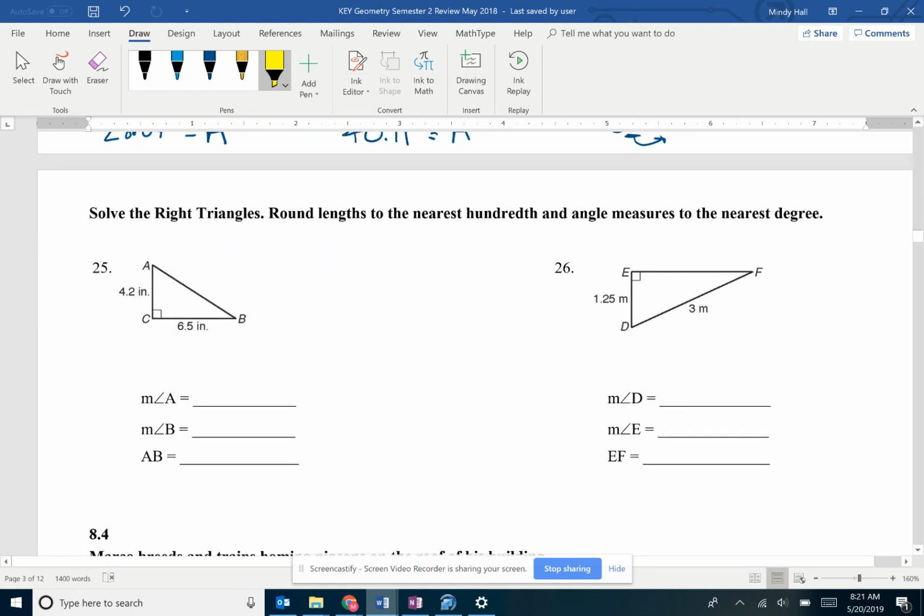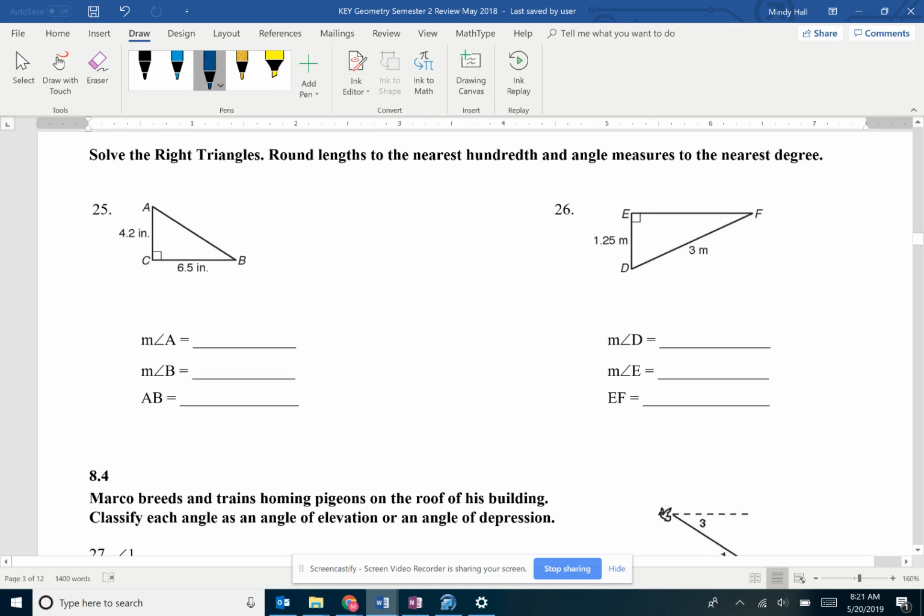So solving special right triangles is going to use regular trig and inverse trig and potentially Pythagorean theorem. So looking at this one just right off the bat, I noticed that I know two sides. So because I know two sides, I can use Pythagorean theorem. So to find AB, I'm just going to plug it into Pythagorean. So that would be 4.2 squared plus 6.5 squared equals c squared, because c is opposite of the 90.